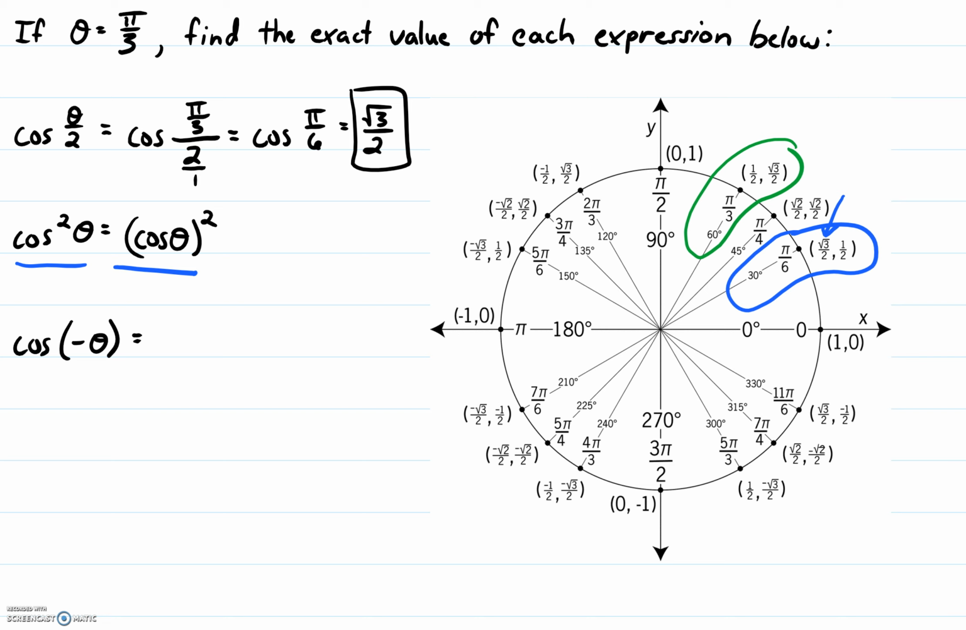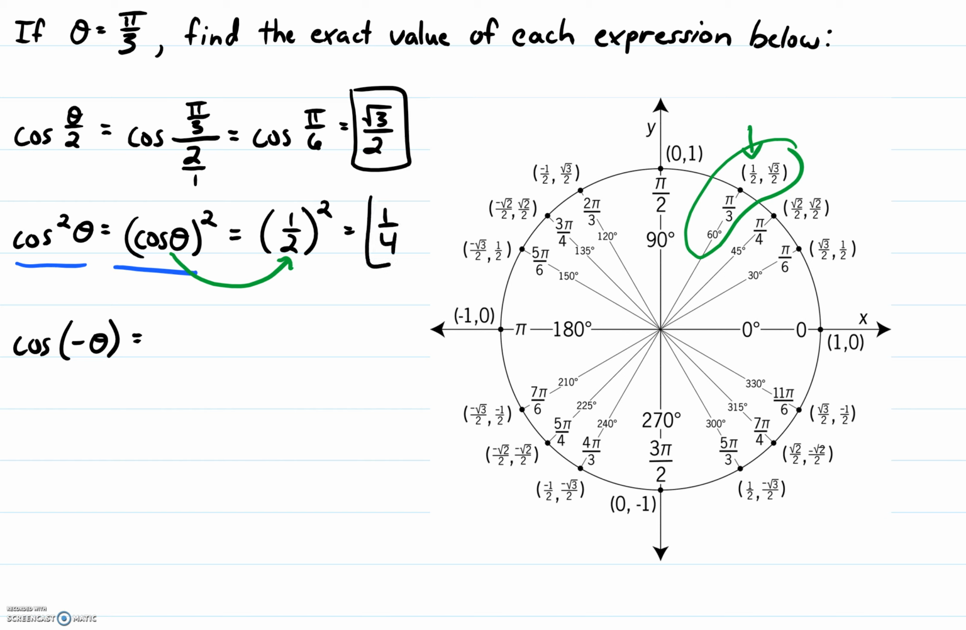So now that we see that it's cosine of theta and then we square it, what we can do is go back to theta. That's going to be pi over 3, and we're interested in, again, the cosine of theta, so we're interested in the x value right here. The x value at pi over 3 is 1/2, and so we're just going to substitute 1/2 in the place of cosine theta, and that's still going to be squared. So all we did was switch that out right there, and then 1/2 squared, the same thing as 1/2 times 1/2, is going to give us 1 over 4. And that is our final answer for cosine squared theta.